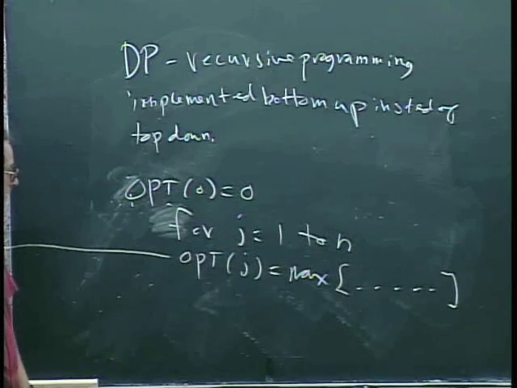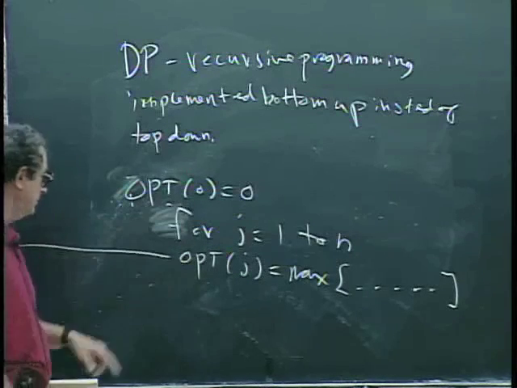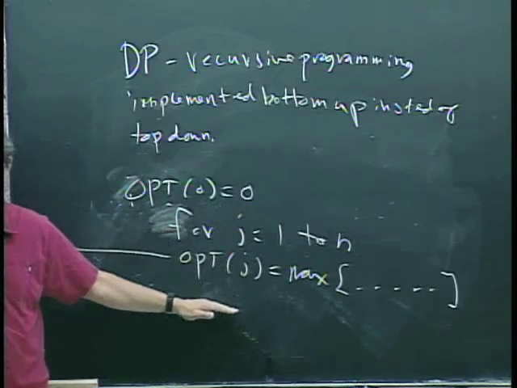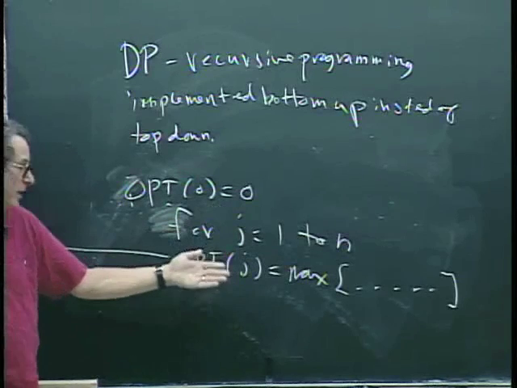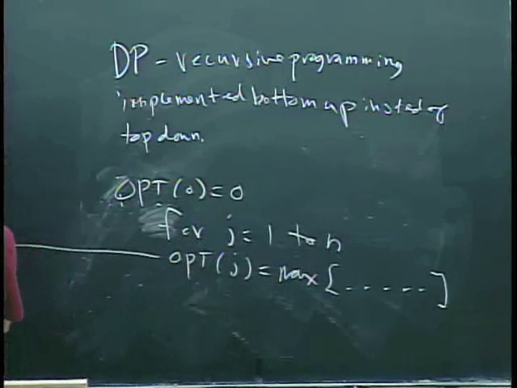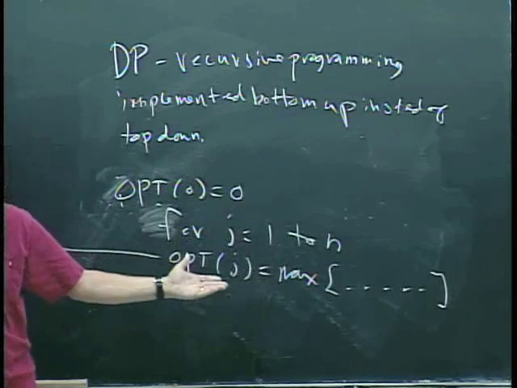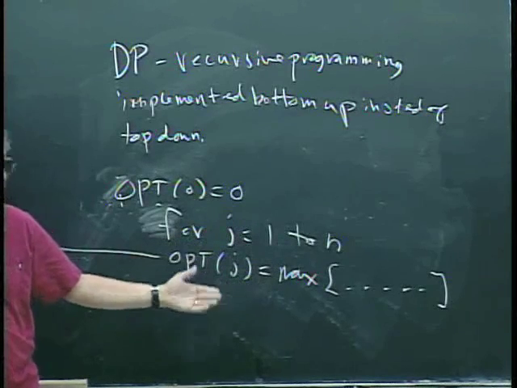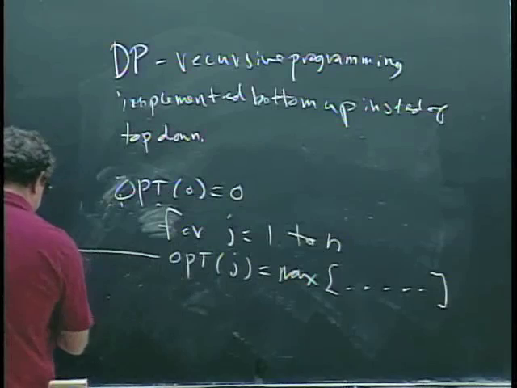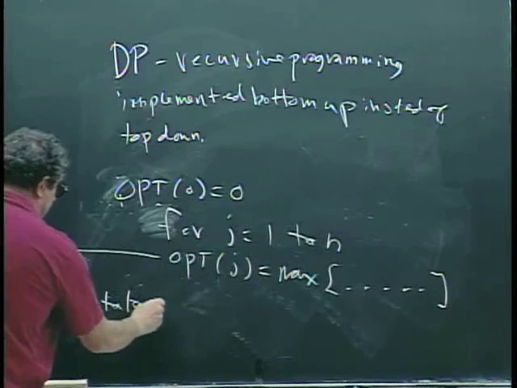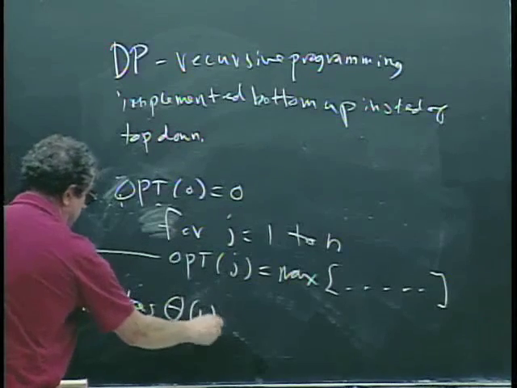Now it's clear that this takes theta n. Well, first of all, it should be clear this is right. Okay, why is it right? Because it's just following the recursion. If the recursion is right, then the program is going to be right. It's going to compute opt of j properly for every j. And this takes theta n time.